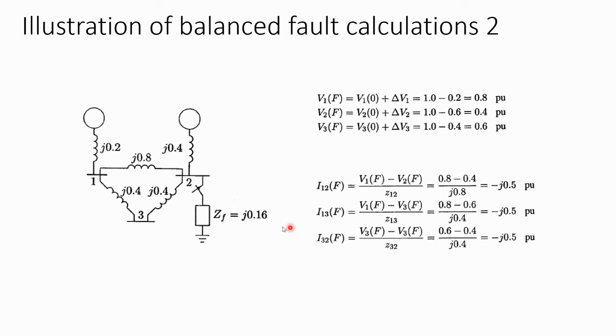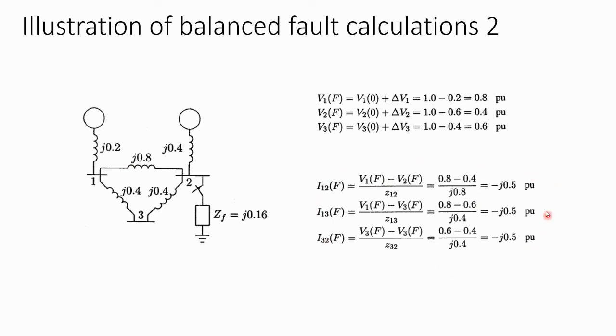With the values of delta V in all the buses, I can now determine the final V of all the buses simply by taking the initial voltage plus the delta V of them. The final V of all the buses can be used to determine the current flowing in between the buses by taking the potential difference between the buses divided by the impedance in between them.